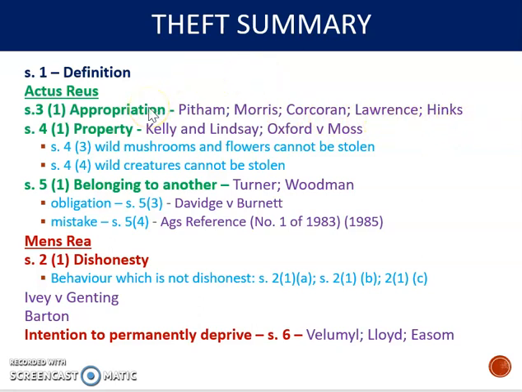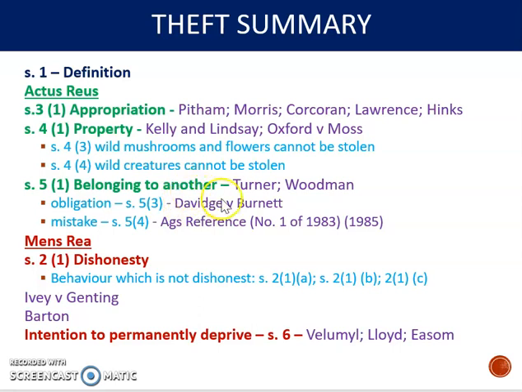Section 4 defines property, and we've got some cases on body parts and exam papers, which often comes up in scenarios, although not in our one today. And Section 4 has some special subsections, 4.3 and 4.4, telling us that wild mushrooms and flowers can't be stolen, nor can wild creatures.